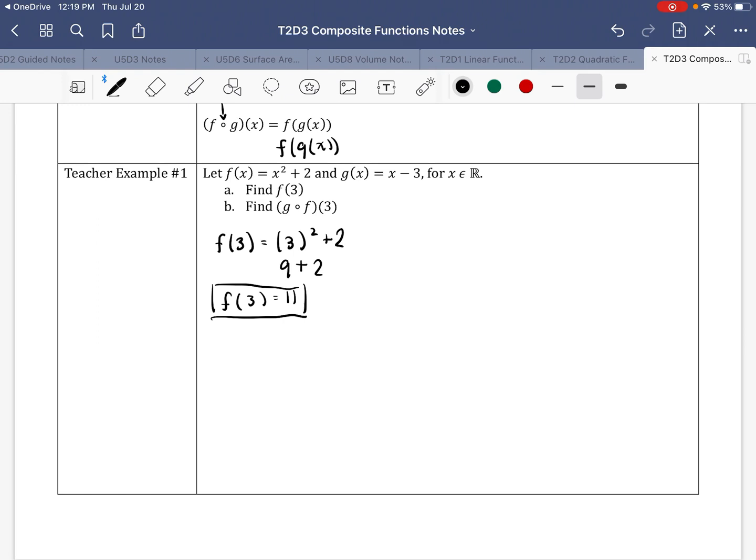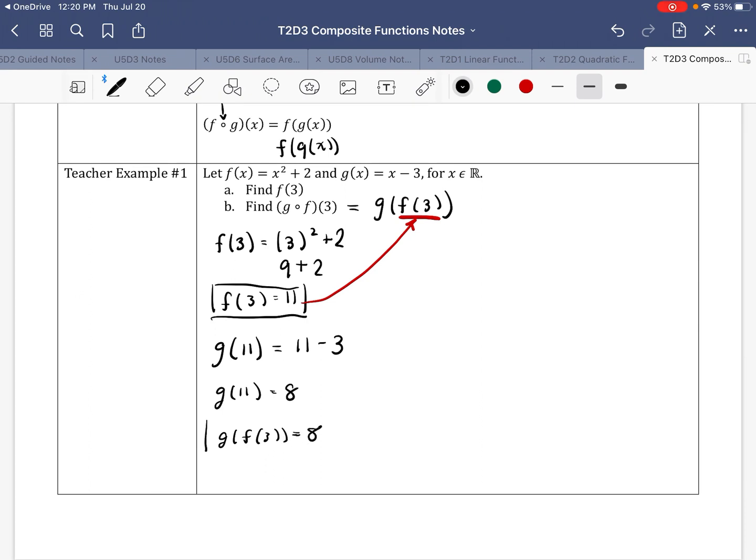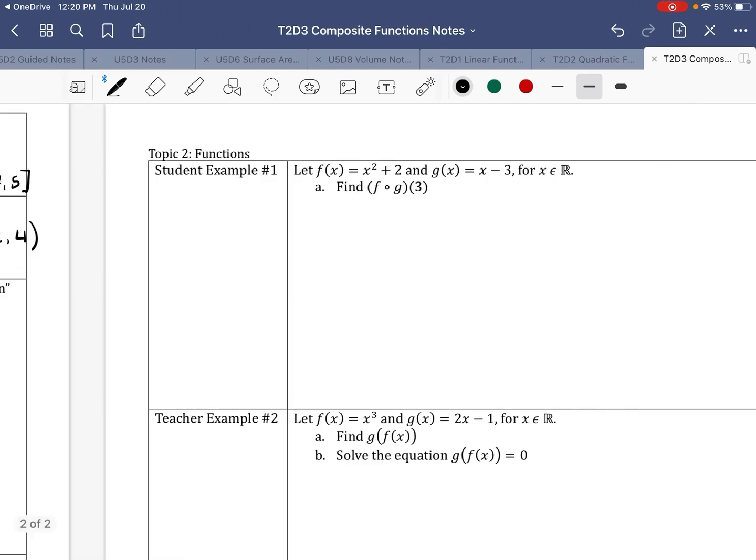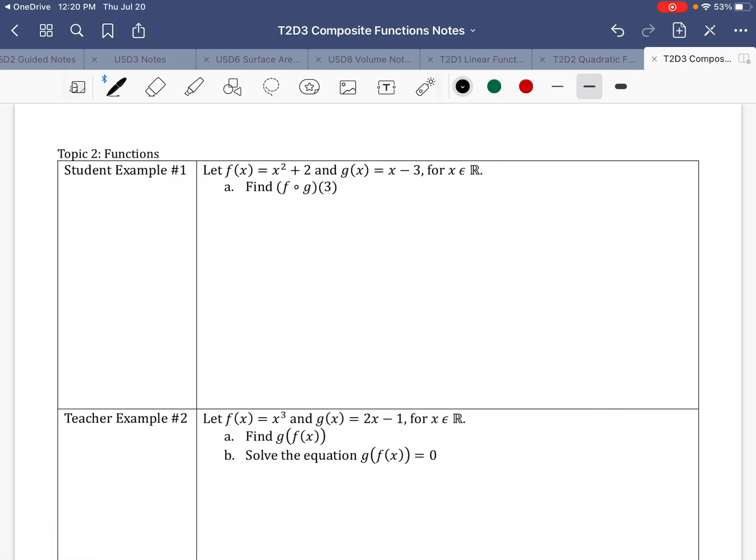Okay, now it's asking for g of f of 3, right? And I'm just going to rewrite this as g of f of 3. And what's cool is we already know what f of 3 is. f of 3 is 11. So all we're having to do is actually put in g of 11. And here x is going to be 11 minus 3. g of 11 equals 8, which means g of f of 3 also equals 8. All right, try a student example on your own.